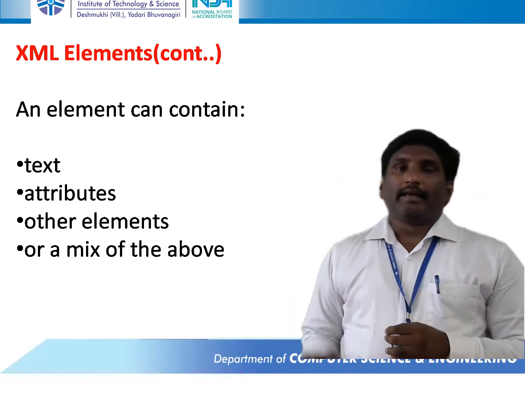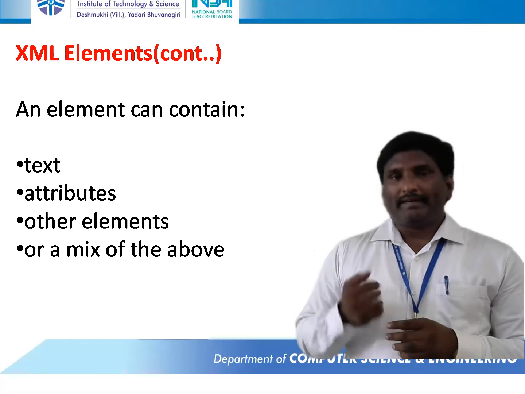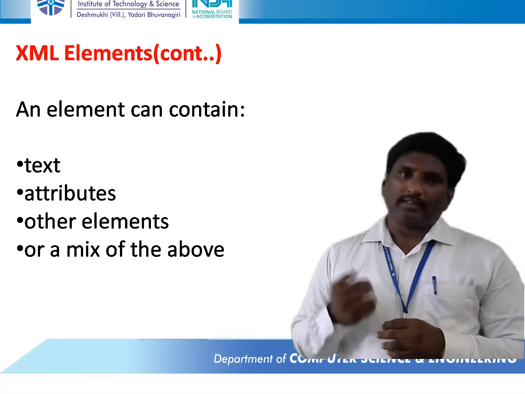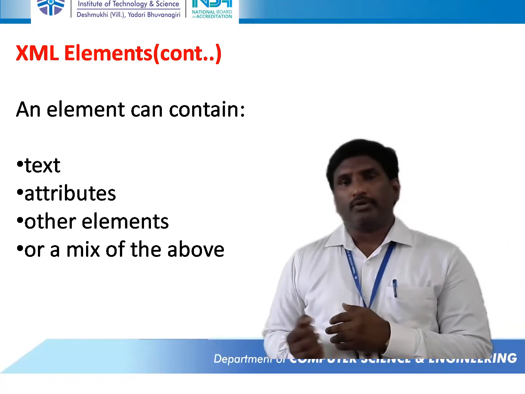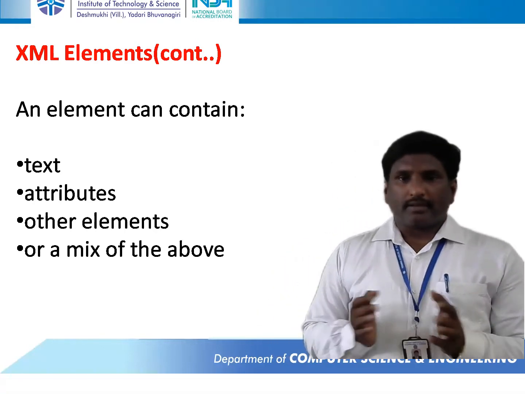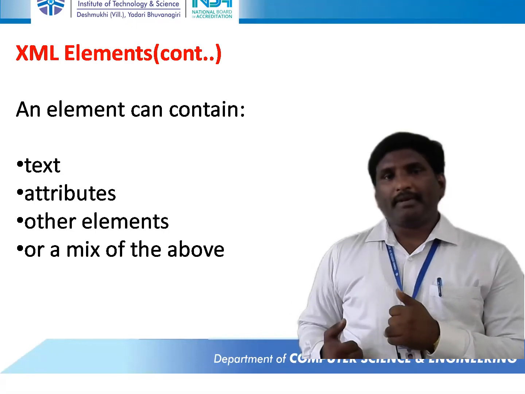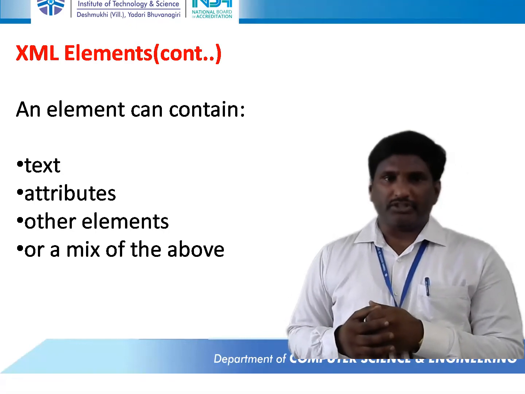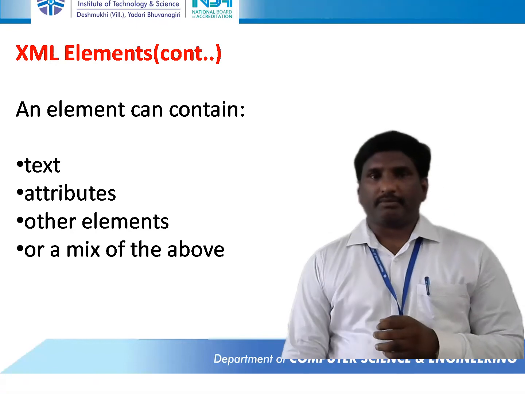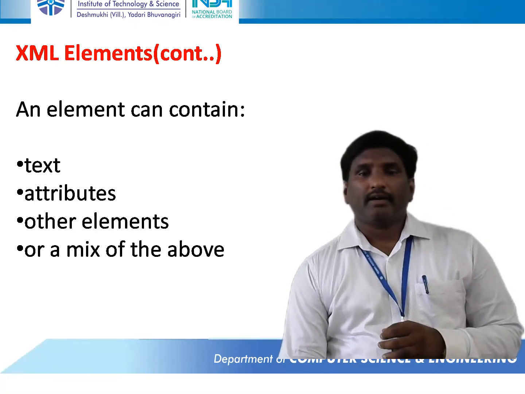Next, an XML element can have text, attributes, or other elements, or a mix of the above. So an XML element may have attributes, sub-elements, or textual information, or a mix of these three. In what way can we write an XML element?